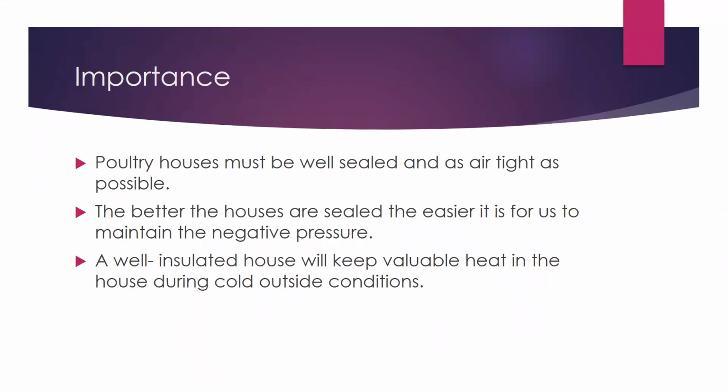When we run the fans that are present inside the house, they create a vacuum, and the air is sucked through the inlets into the house, and this creates a negative pressure. Negative pressure is the most important thing in an environmentally controlled poultry house, because due to negative pressure we control all of our main goals like temperature, humidity, and air pressure, etc.